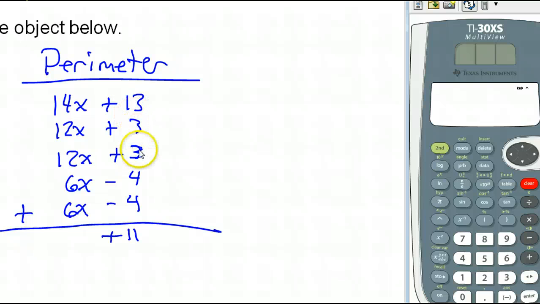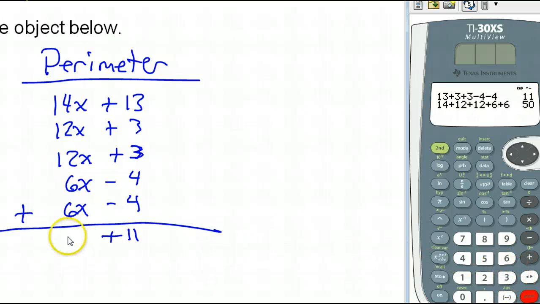Alright, so I've got 13 plus 3 plus 3 minus 4 minus 4. Okay, so there's your 11. So feel free to use your calculator. In fact, I think I'll just go ahead and do that for my x's. So I've got 14 plus 12 plus 12 plus 6 plus 6. So 14 plus 12 plus 12, plus 6 plus 6.